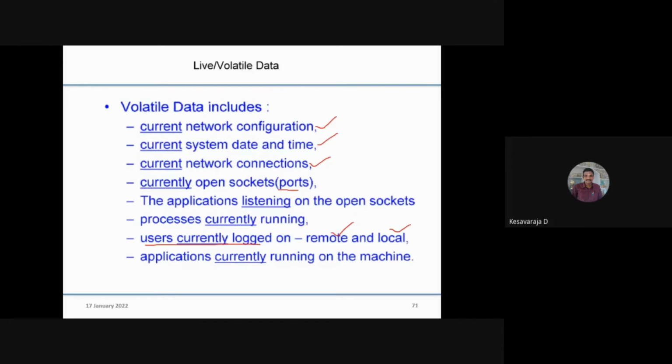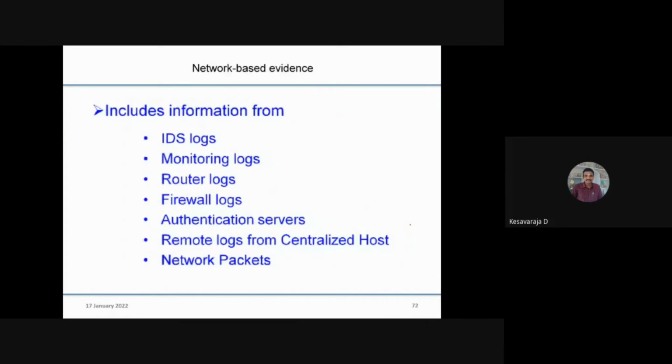So these are only some live data evidence. If it's network-based evidence: IDS logs, that is intrusion detection system logs, monitoring logs, router logs, firewall logs, authentication server logs, then remote logs, packet sniffers, so packet collection with software like JPCAP or WinPCAP. So you can collect all the network-based evidence. Log files always play a vital role.